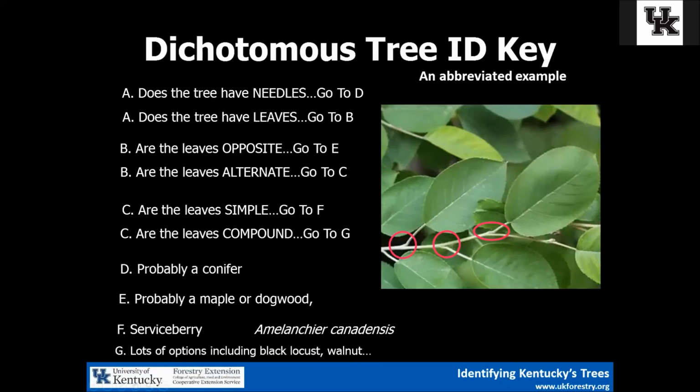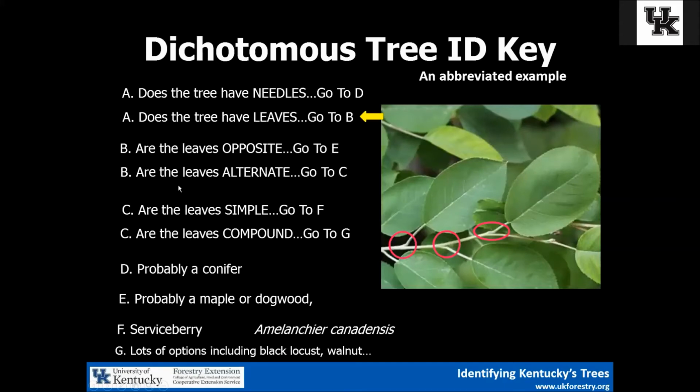What is this leaf specimen right here? So we'll start at A. Does the tree have needles or does this tree have leaves? Yes, this tree has leaves. We can see nice broad leaves. So now our key is sending us to B, to the sets of questions at B.